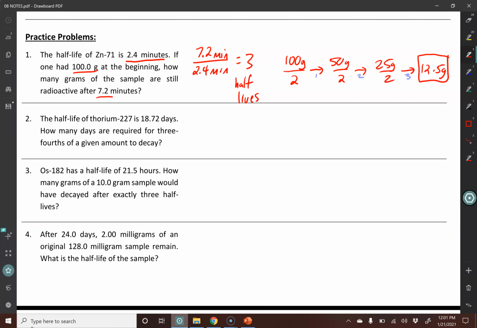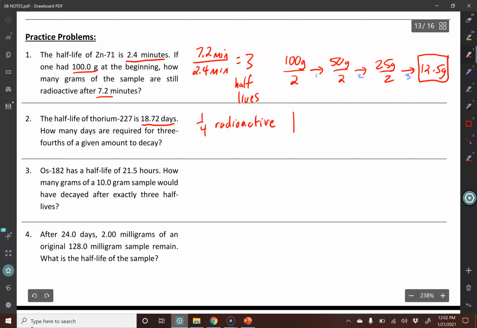Let's try another type of problem. Let's look at question 2. The half-life of thorium-227 is 18.27 days. How many days are required for 3/4 of any given amount of thorium-227 to decay? All right, so if I have 3/4 of it decayed, that means I have 1/4 still radioactive.